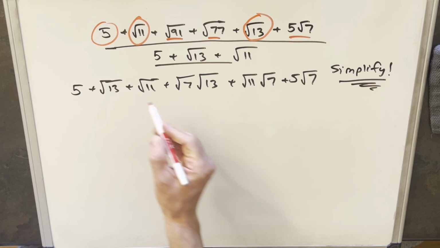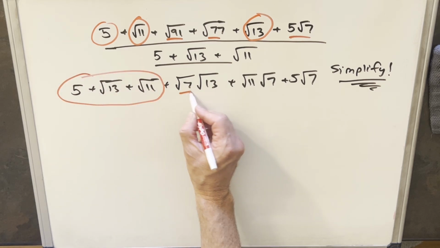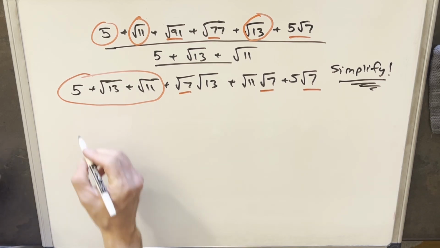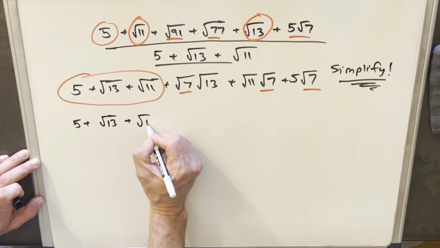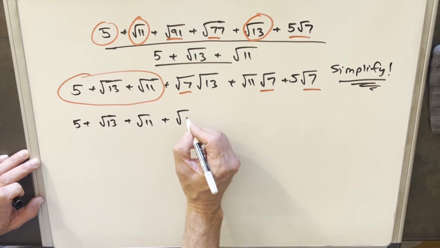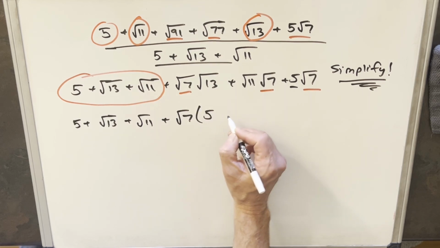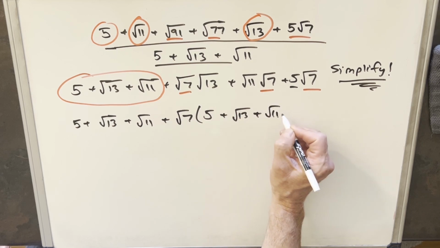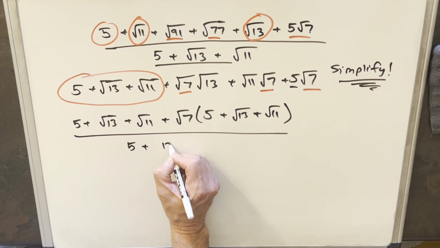And then the thing I noticed now is that we already have this part that's exactly our denominator, but here we have square root of 7 in common. So I'm going to bring this piece down first of all, so we'll just leave this alone. But then I want to factor out a square root of 7. And when I do that, let me rearrange the order: I'm going to put the 5 first, then plus square root of 13 plus square root of 11. And again, that's exactly what we have here in our denominator, right?